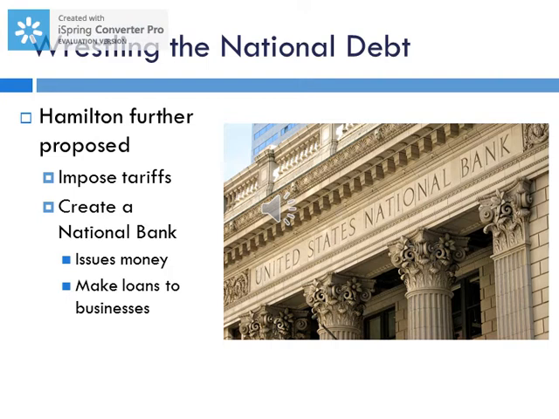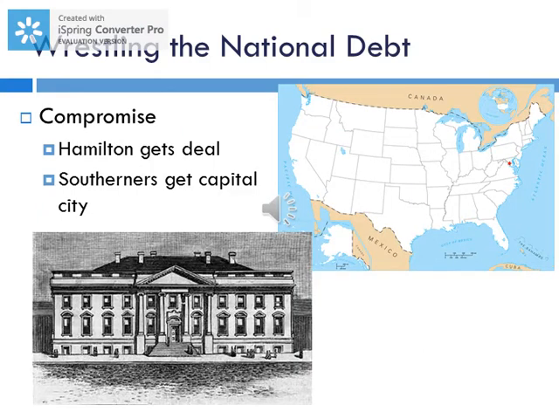He also wanted to create a national bank, the BUS, the Bank of the United States. The bank would issue money, but it would also make loans to businesses. The South didn't like this. They didn't want the business loans. They were plantation farmers. They didn't need that. And the South didn't have as much debt, so they weren't sure why they were paying everything off for the northern states. A compromise was reached.